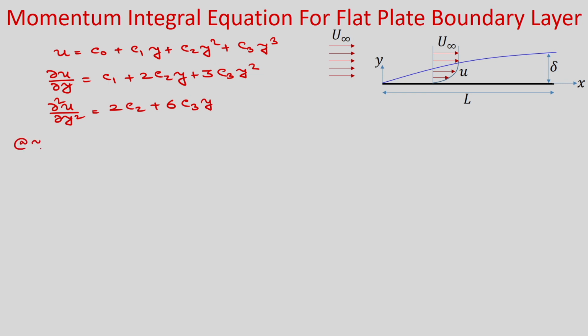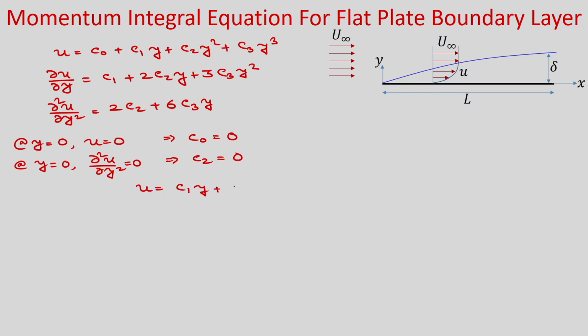So, boundary conditions at y is equal to 0, u is equal to 0. If you put at y is equal to 0, u is equal to 0, that will give c_0 as 0. At y is equal to 0, we have del 2 u by del y square is equal to 0. If you put here, you will get c_2 is equal to 0. So, these two coefficients are 0. So, we can write now u is equal to c_1 y plus c_3 y cube.